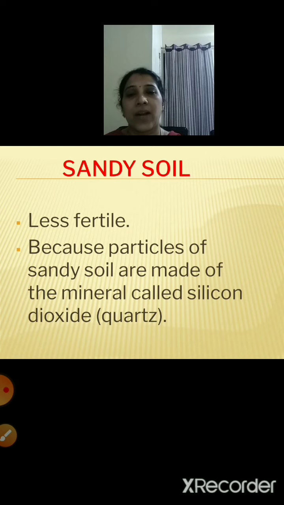But the disadvantage is that it is less fertile. So why is it less fertile? Because the particles of the sandy soil are made of the mineral called silicon dioxide, that is quartz.